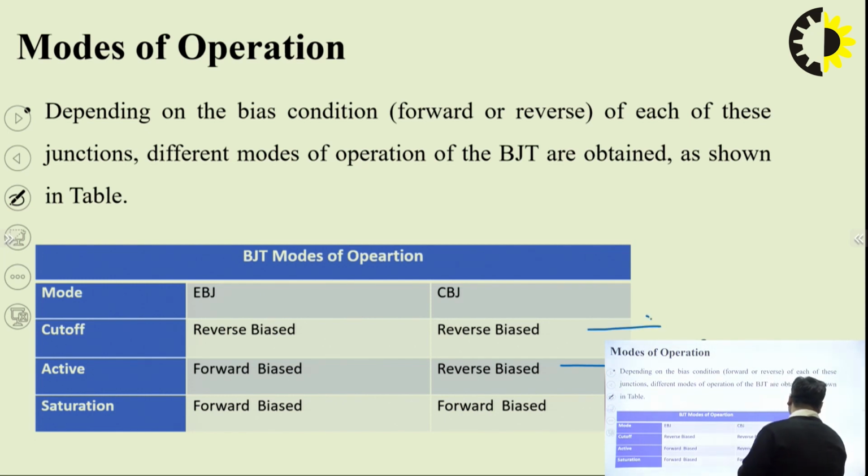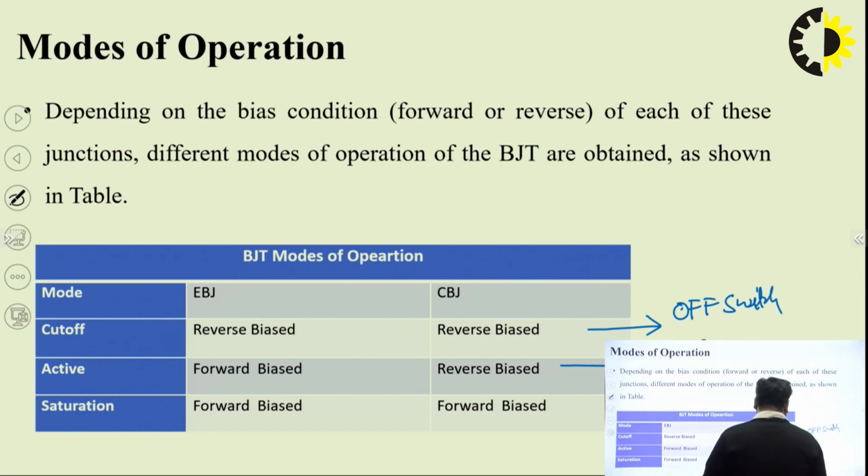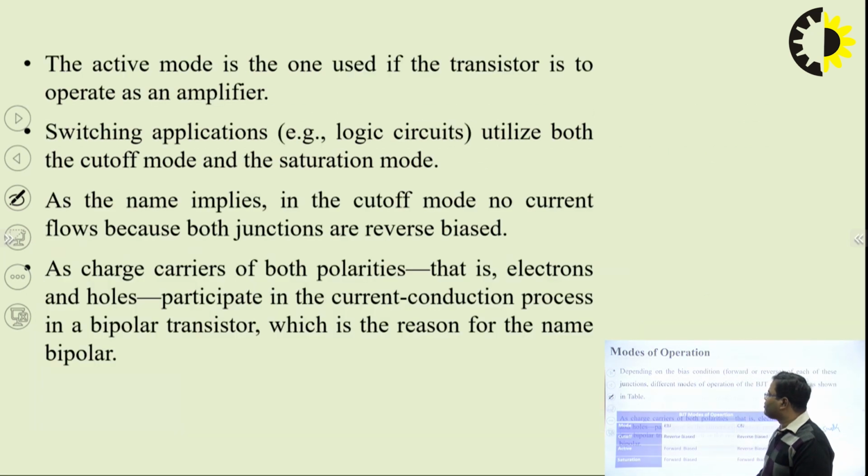When BJT is in cutoff mode, then there will be no current and it looks like an off switch. When BJT is in saturation, in forward bias condition, then we are getting excessive current and BJT can be considered as an on switch. So if we are going to use BJT as an amplifier, then we put it into active mode, and for another application, that is if you are going to use BJT as a switch, then we use cutoff and saturation mode.